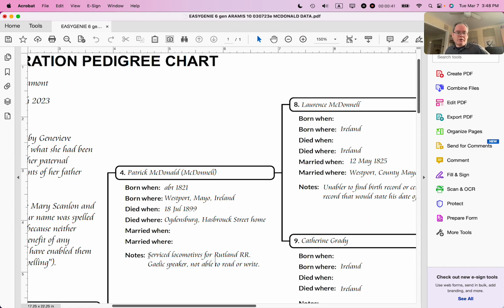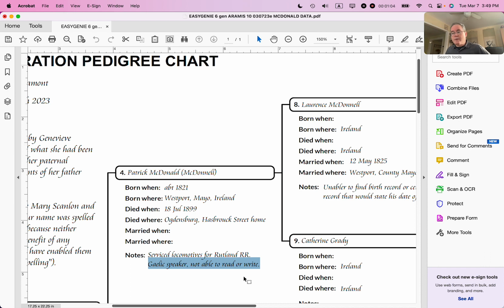There is a field below most of the people on this chart. It's a 2-line field where you can add additional notes. And so for most of the people on this chart, what I've done is I've talked about their occupation, if I know what it is from the research, and also maybe some other special note which might help explain something about their lives. So I noticed that he was a Gaelic speaker and he was not able to read or write.